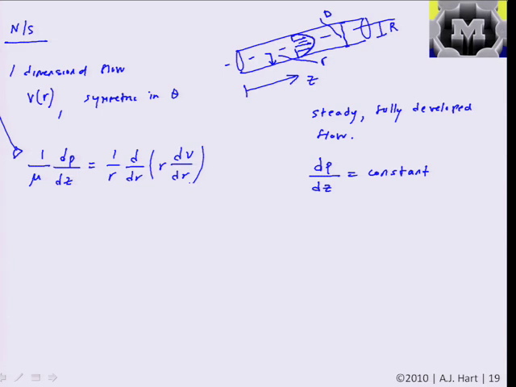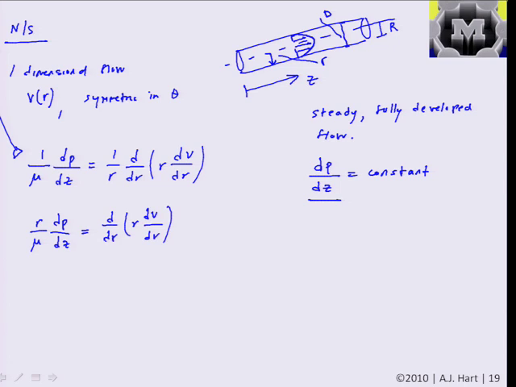And so now we're going to integrate this equation. We just have one variable because dP dz is constant as we defined before, and we can apply a boundary condition and we can solve for the velocity profile. So if we pop the r on the right side up to the left side, we have r over mu dP dz equals d by dr, r dv dr.